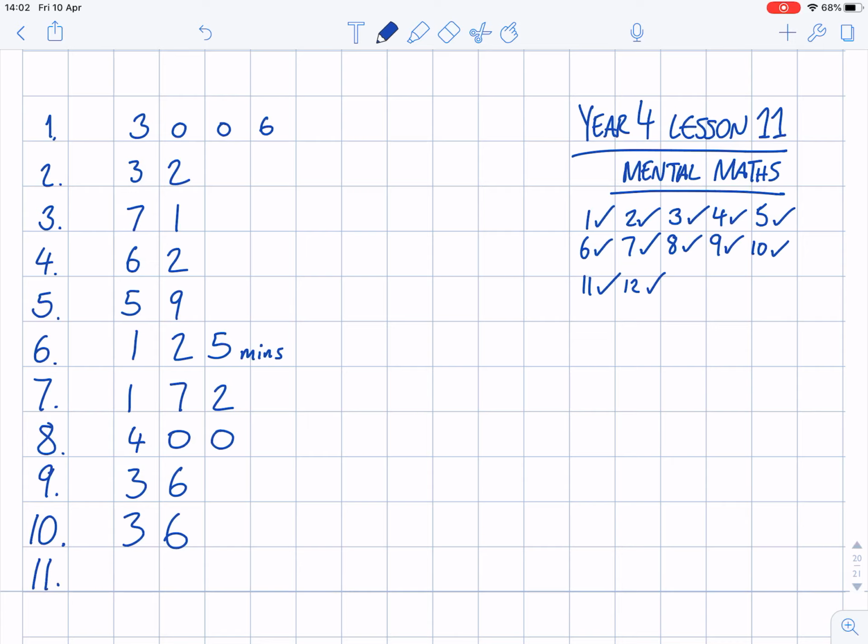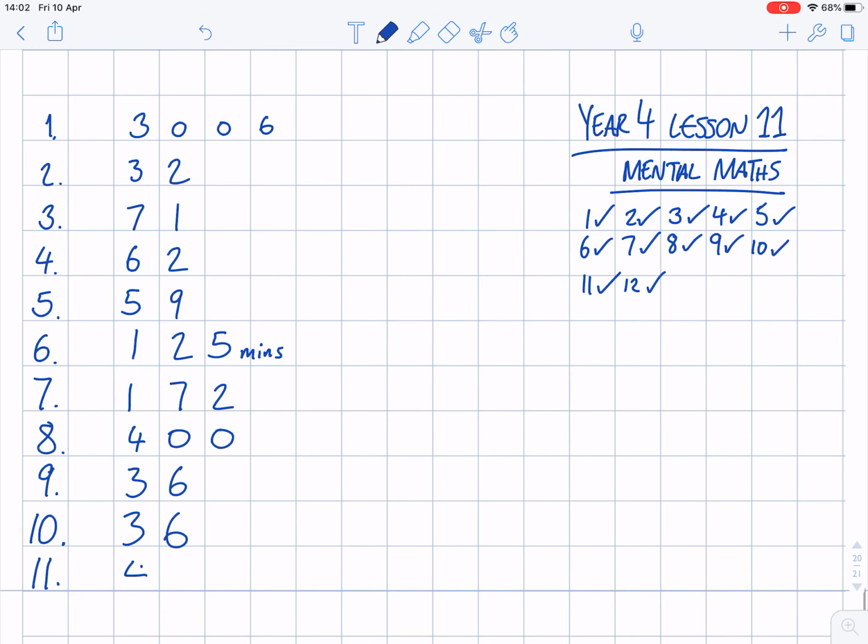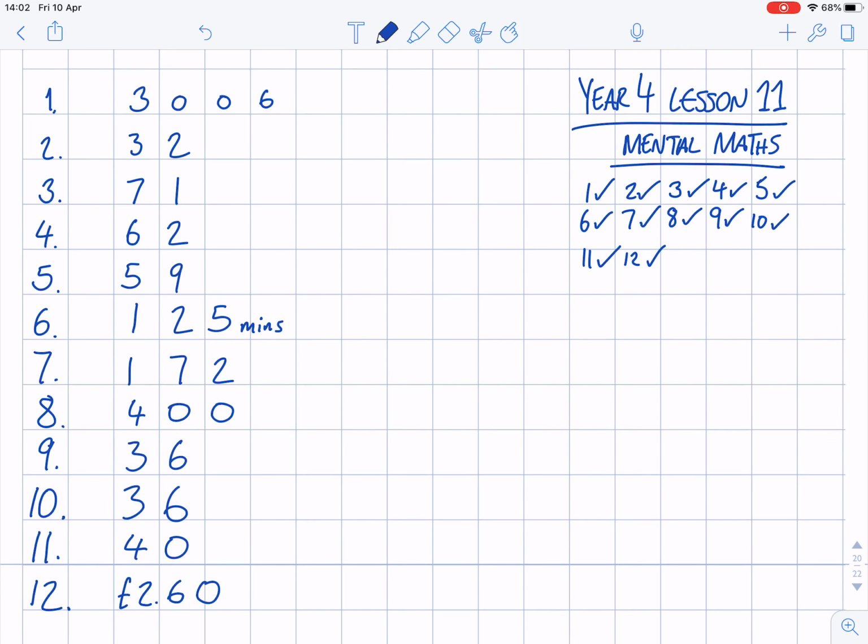Question 11, what is the difference between 90 and 130? I would have added on 40, so that is the difference. Okay, I've added on 40 to 90 to get up to 130. And the last one, question 12, if you spend £2.40 and you pay with a £5 note, you get £2.60 change.